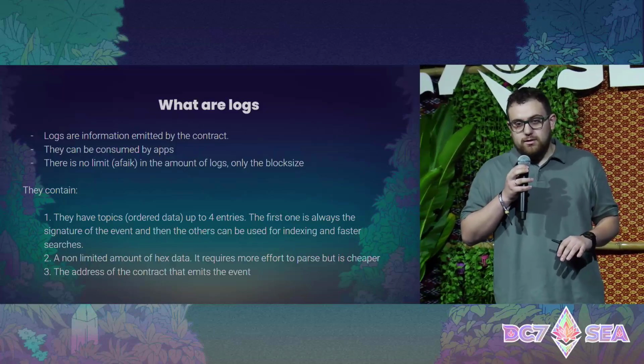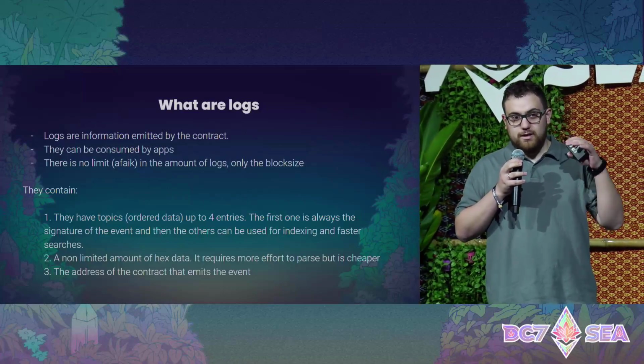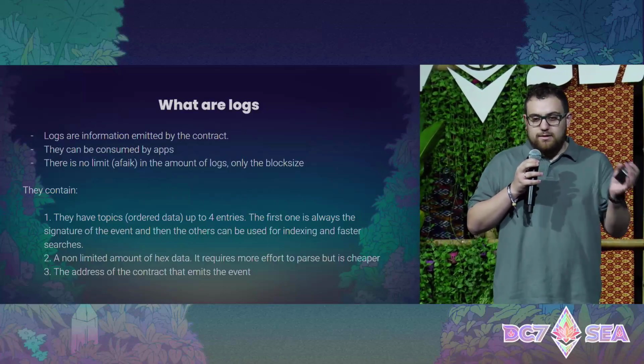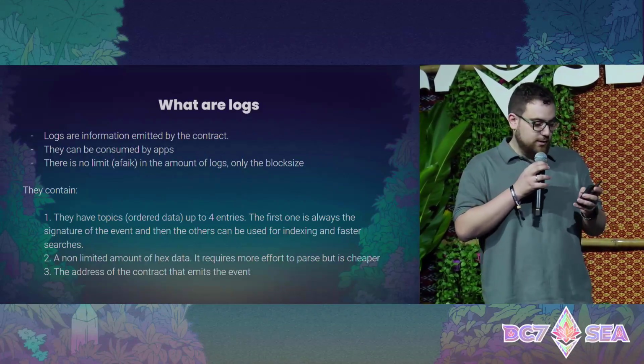One is the address of the contract emitting the log. The other is topics, which are indexed information, so it can be retrieved fast. And then we have data, which is a hexadecimal data field, and it can be whatever you want there.